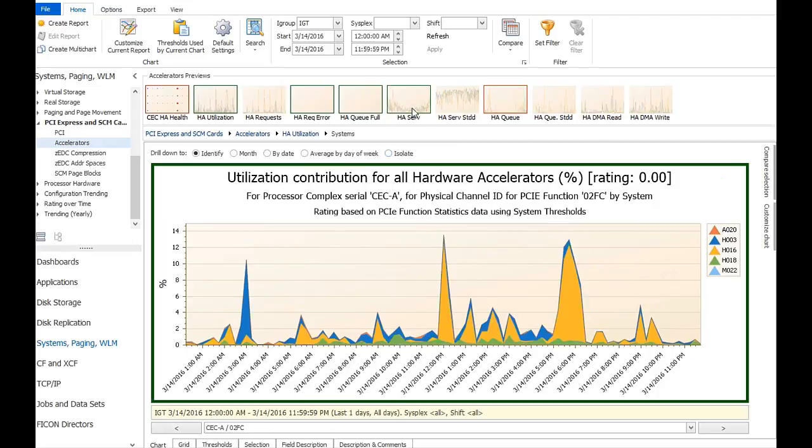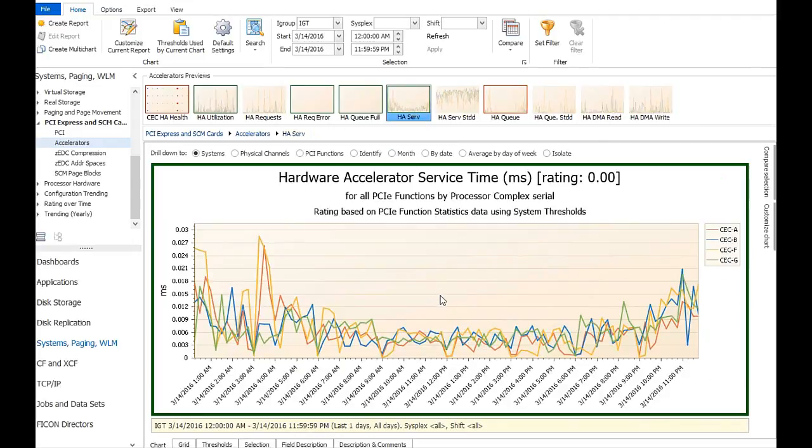Another metric of significant interest are the service times being delivered by the zEDC cards. You can see in this environment for much of the day the service times are under 10 microseconds, with peaks that are under 30 microseconds. zEDC cards compress system data in preparation for write operations.